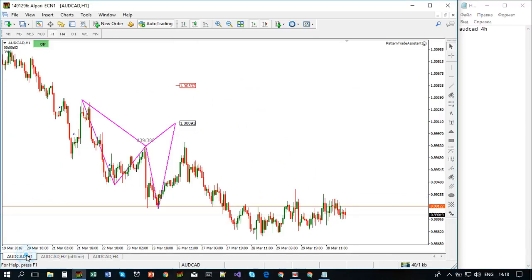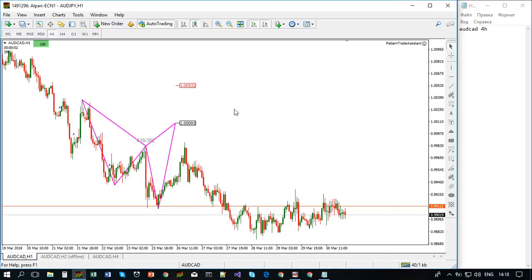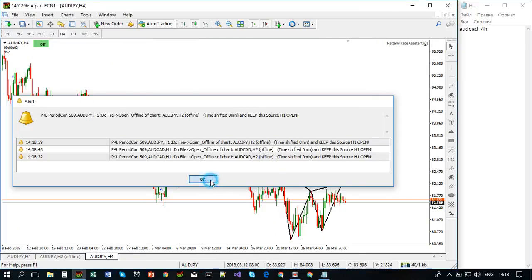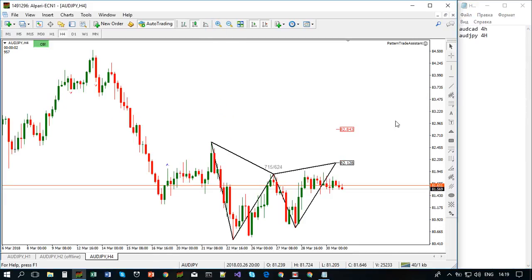Go into 1 hour and 2 hour time frames. No, nothing. Let's go to Aussie Yen. Okay, Aussie Yen 4 hour pattern. AUD JPY.